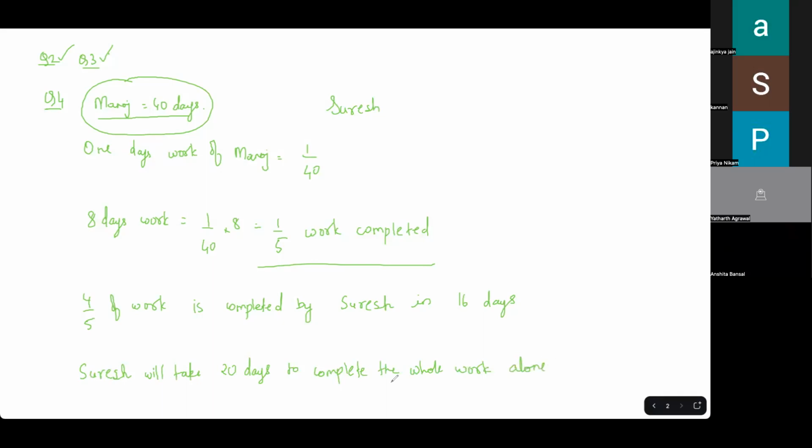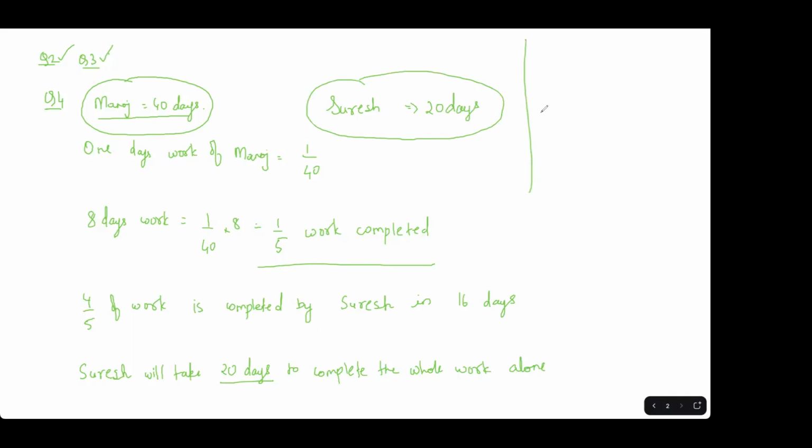Alone. Okay. Now we have Suresh's answer. How many days? 20 days. Now if they work together, how many days will be required? That is asked. We know both their 1 day's work. So 1 upon Manoj is equal to 1 by 40. 1 upon Suresh is equal to 1 by 20.